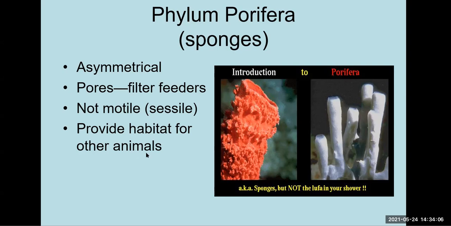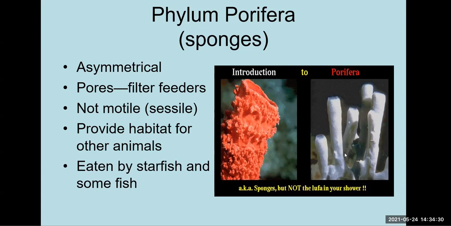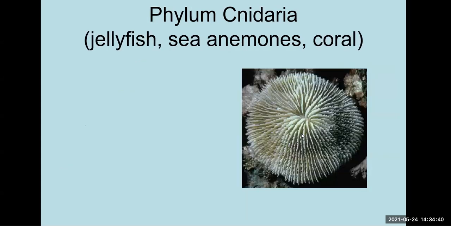Asymmetrical. Then they provide habitat for other animals, as you can see later. Have you ever been to a zoo or an ocean aquarium, a very big one? You can see that fish and other animals can get in. These sponges are their homes. They are eaten by starfish and some fish, and this is considered the most primitive animal. Okay, remember that? Sponges.